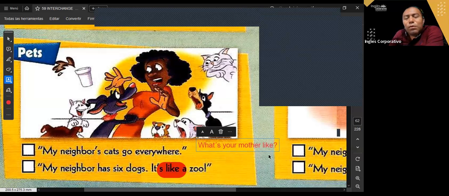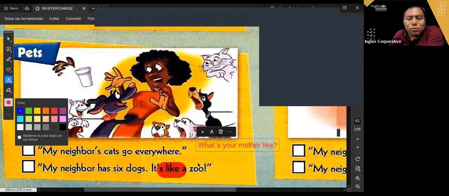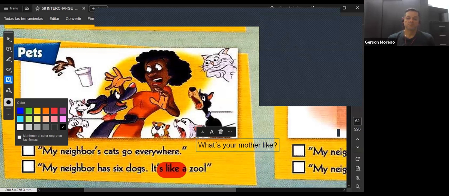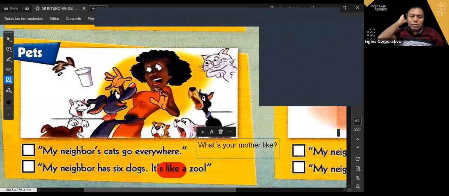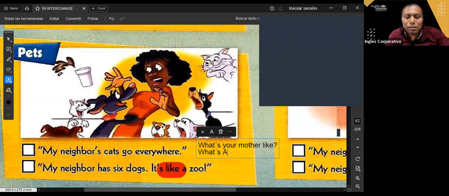Por ejemplo, what is your brother like? ¿Cómo es tu hermano? What is your father like? ¿Cómo es tu...? What's your brother like? Brother. What's your sister like, right? For example, what is Maria like? Or what is Ana Maria like? ¿Cómo es Ana Maria? What's Ana like? En este caso estoy preguntando que ¿cómo es Ana? What's Ana like? ¿Cómo es Ana?